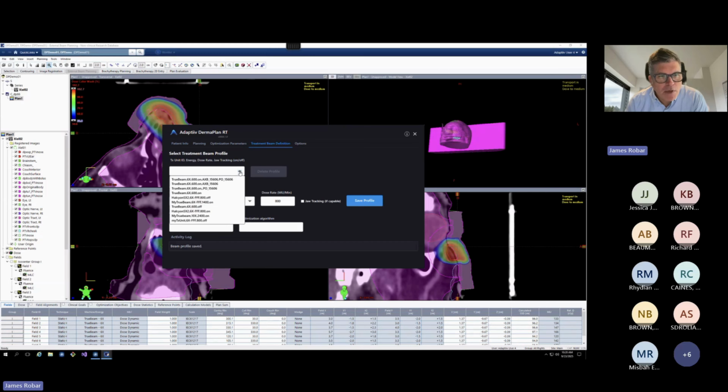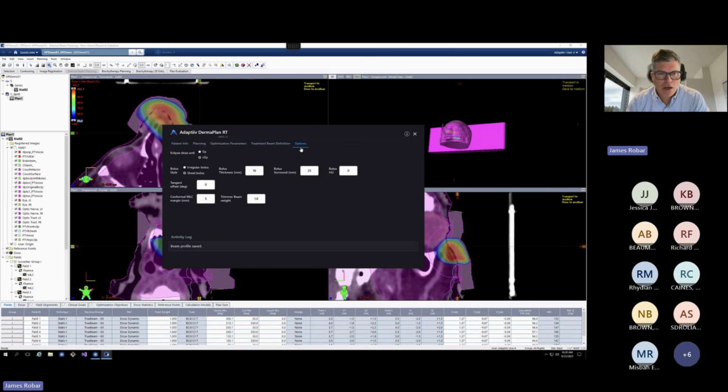So let me, since I'm going to do another demonstration, I will go back to TrueBeam, 6X, 600 MU per minute with jaw tracking on. And then options, we have a few options, whether Eclipse is in centigray or gray. And in addition to deciding on whether you want a sheet bolus or an irregular bolus, what's the thickness of that bolus? What is the margin of the surround around the PTV? And then if you want to change its Hounsfield unit in the calculation, you can.